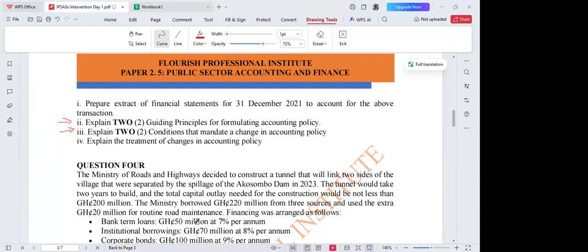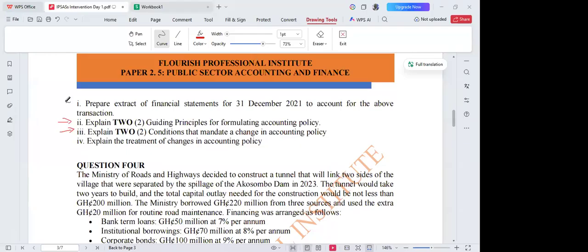Okay, Ransford, your hand is up first. Go ahead. If the cumulative effect requirement is not possible, then we apply the new change prospectively in the current year. Okay, if the cumulative effect cannot be done, then you apply the change prospectively from the current year. Well done. These are the four things you do to get all the marks in that regard.